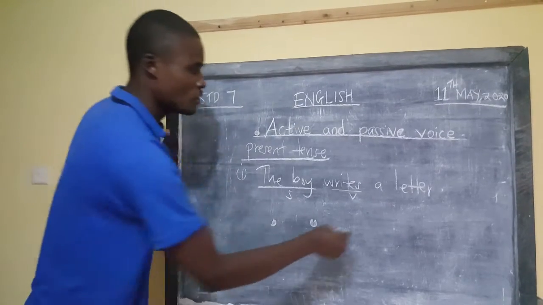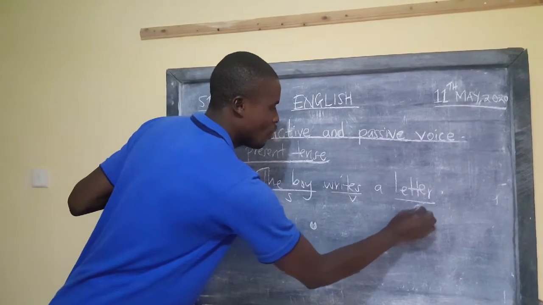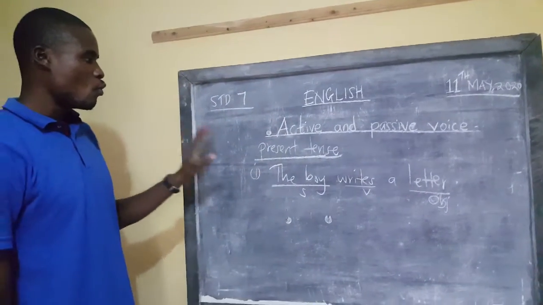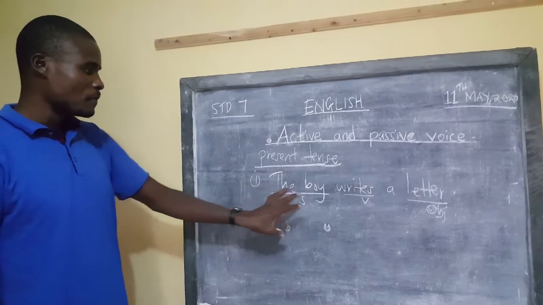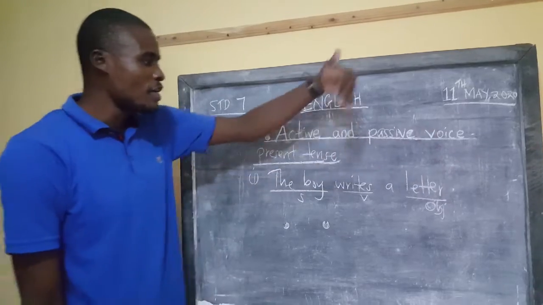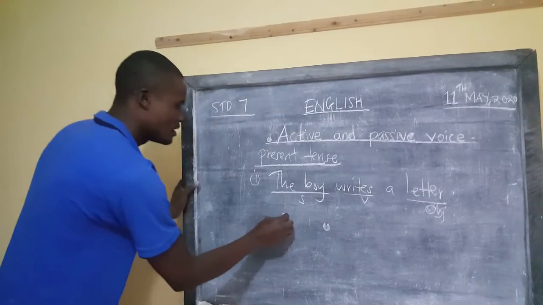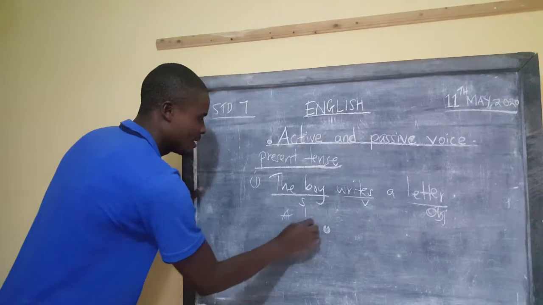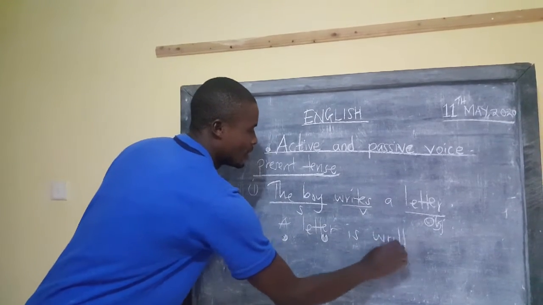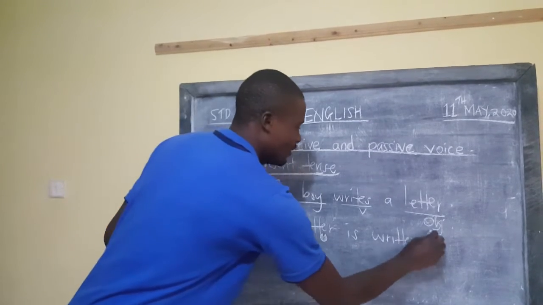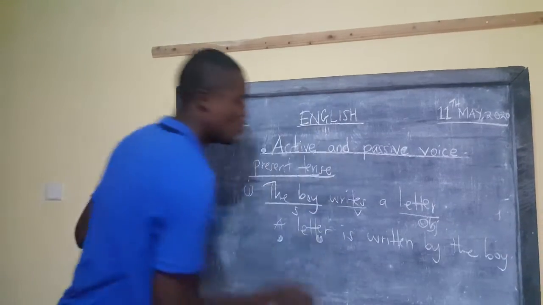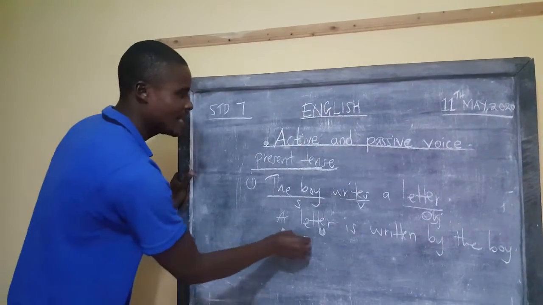And the action is done to what? It's done to the letter. So the letter becomes our object. We call it the active voice because the subject comes first in the sentence and the object comes last. So when we now begin with the object, saying that a letter is written by the boy, we now begin with the what? With the object, to say a letter.